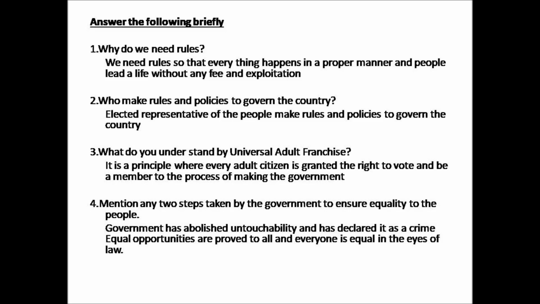And fourth question, mention any 2 steps taken by the government to ensure equality to the people. So what are the 2 steps taken by the government to ensure equality among the people? The government has abolished untouchability and has declared it a crime. And the second step is equal opportunities are provided to all and everyone, and they are given equal rights and they are equal in the eyes of the law. So these are the 2 steps taken by the government to ensure equality to the people.